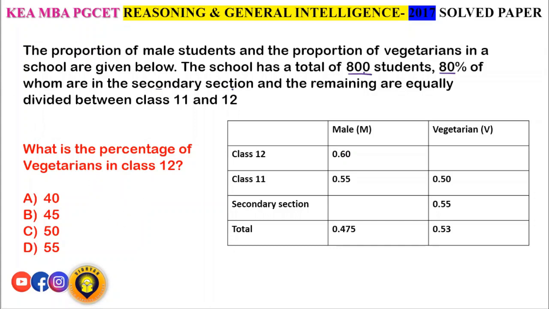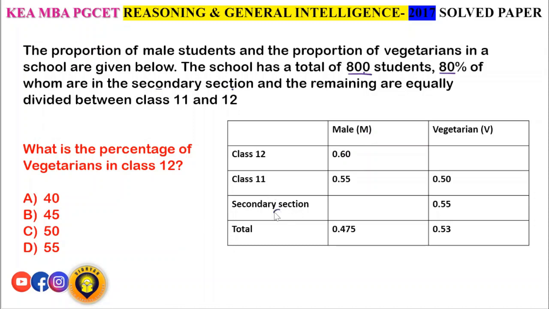You have to choose which one will be faster. 80 by 100 of 800 means basically you have to multiply 80 into 8. 8 times 8 is 64, so this will be very easy. You have to choose which one will be easy, and in that way get the answer. So one thing is clear: 640 students are there in the secondary section.